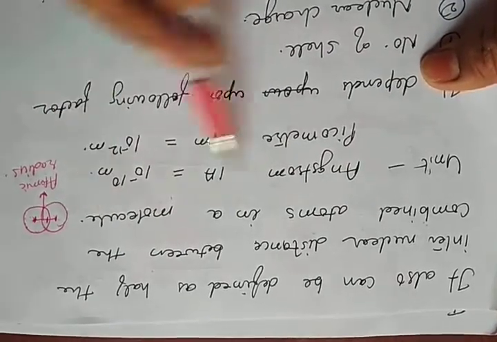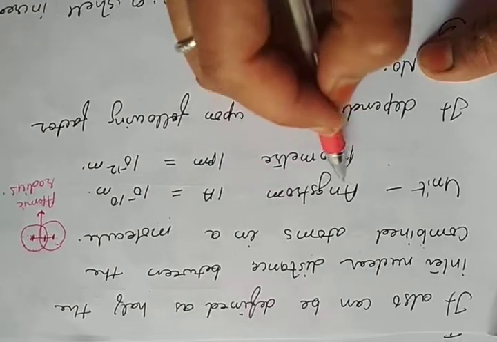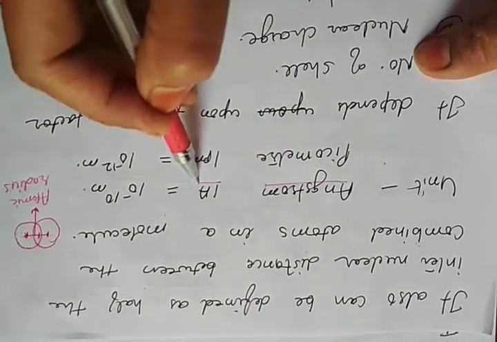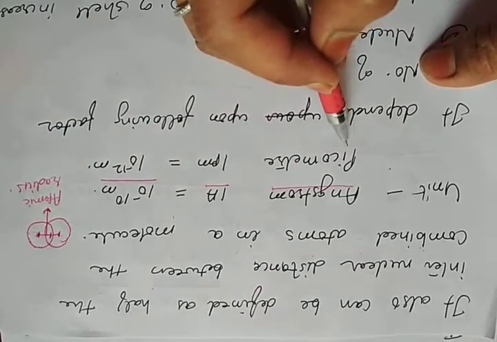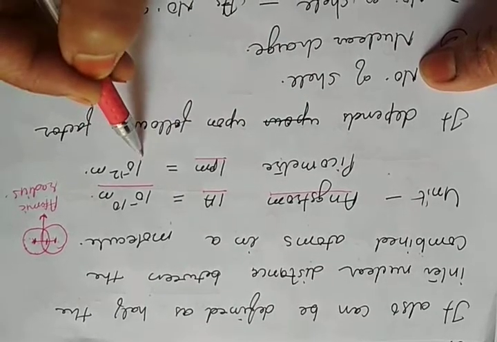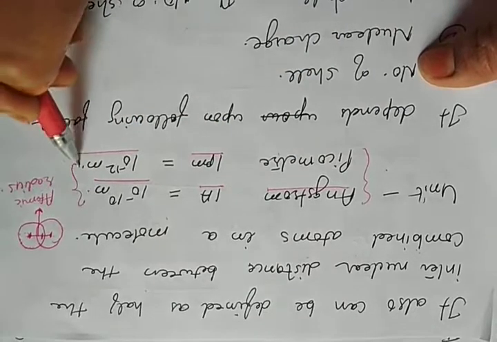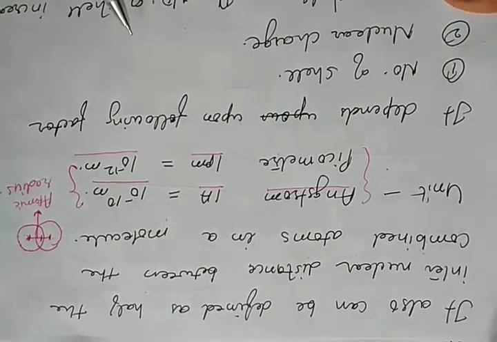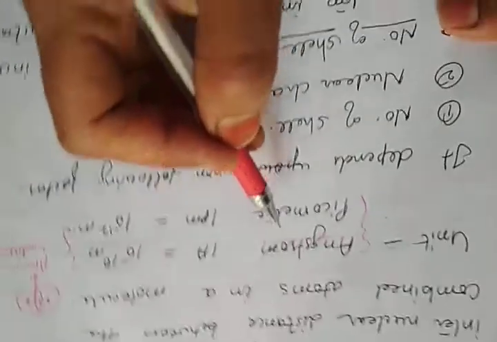The unit in which the atomic size is measured is angstrom. 1 angstrom is equal to 10 raised to minus 10 meter. And the second unit is picometer. 1 pm, that is a picometer, is equal to 10 raised to minus 12 meter. Please remember this relationship, as it can be asked in the form of fill in the blanks or the name of a unit in which the atomic size is measured.